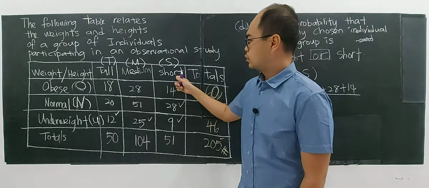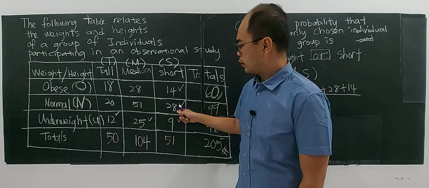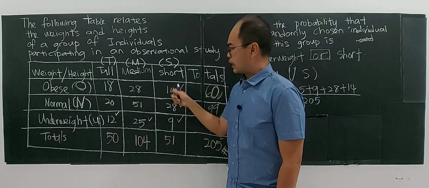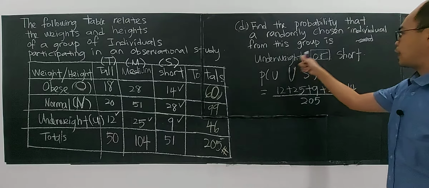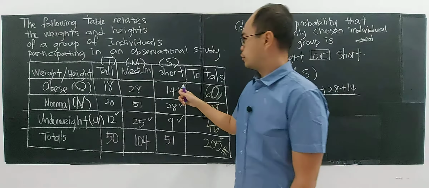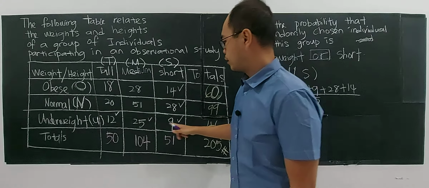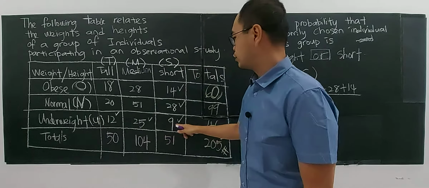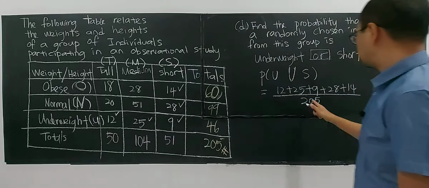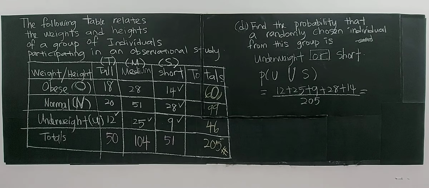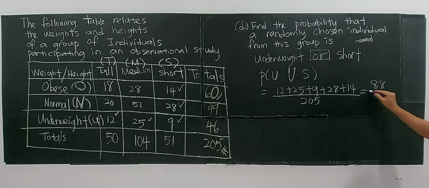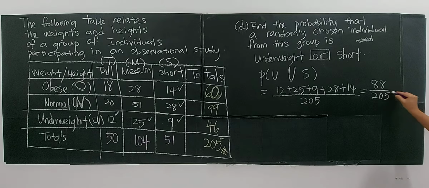Short but obese, never mind, as long as you are short, we choose you, because it is underweight or short. That's the meaning here. We're just adding up 14, 28, and all of this is underweight. So we add up these three plus these two, divide by the total. Then we get the probability of underweight or short, which gives you 88 of them out of 205. So this is the probability.